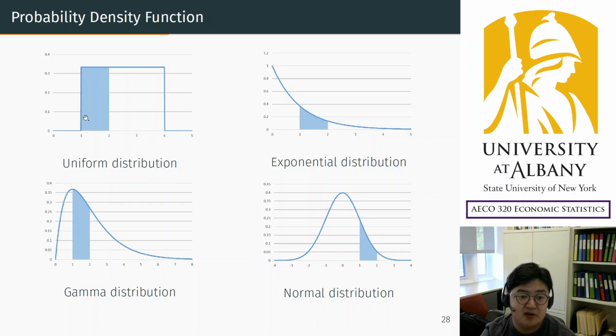And probability is area. As you can see, we are calculating these areas. So probability between 1 and 2 in different distributions. Then you can calculate the area here, here, here, here. So you see different distributions have different PDFs. So they imply different probability even on the same interval. Okay, the scale is different.